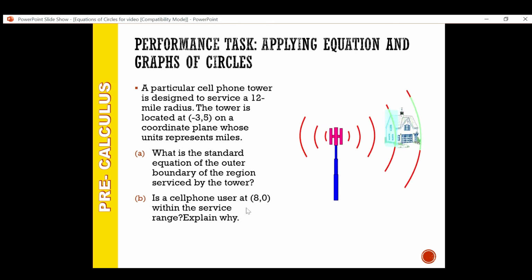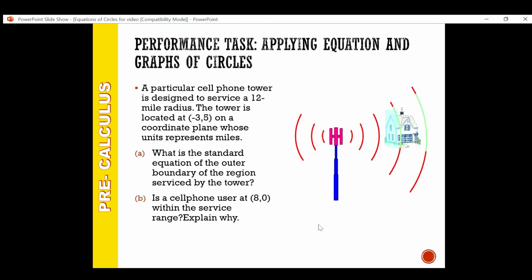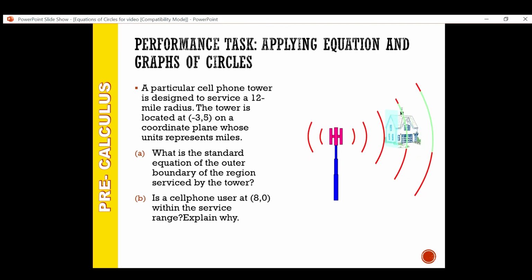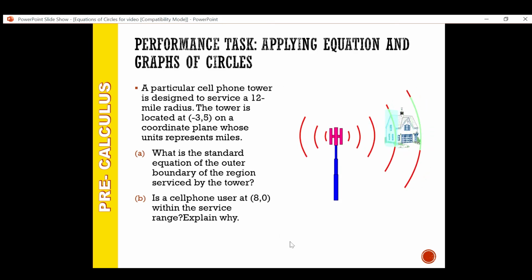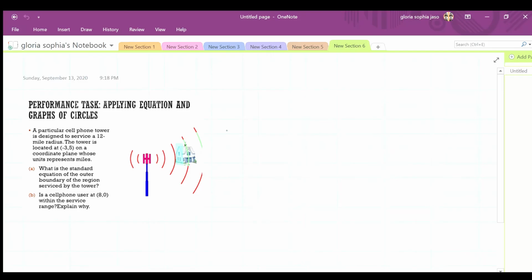So, pause nyo tong video class and then try nyo siyang answeran in a paper. Tingnan natin kung ma-apply nyo yung natutunan natin ngayon. Then later, I will reveal the answer. So, here is the answer for our performance task.